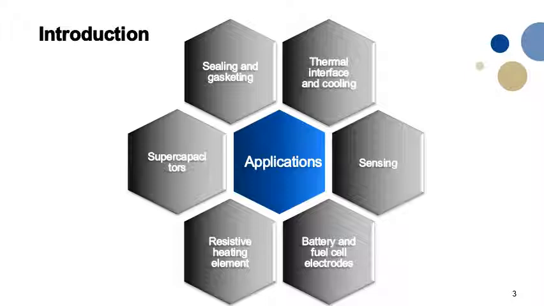All of these properties allow its application on a large variety of industrial sectors, such as in sealing and gasketing. It can be used even in supercapacitors or in electrodes for fuel cells and batteries. Due to its conformability, it can be used in insulation or cooling as a thermal interface and as a resistive heating element. In the last few years, its piezoresistive behavior has been studied in order to apply it for sensing applications.